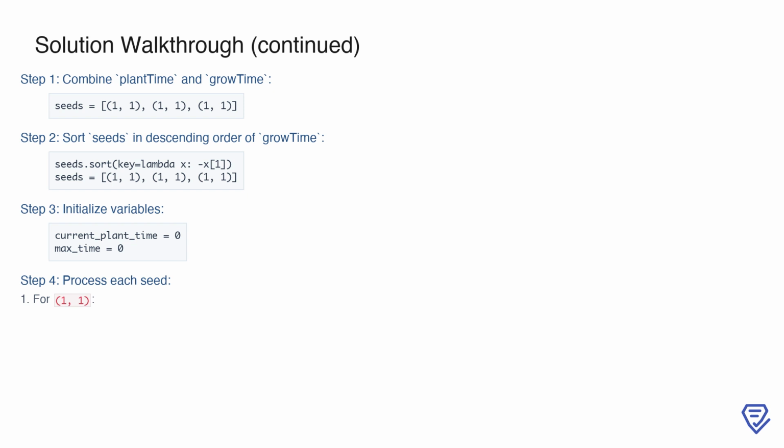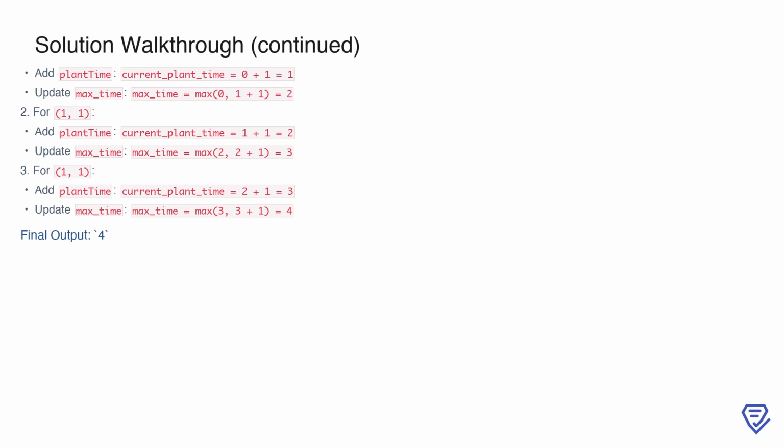Again, we initialize the current_plant_time and max_time variables to 0 and begin processing the seeds. For the first seed, 1, 1, we add the planting time to get current_plant_time of 1, and the bloom time updates max_time to 2. For the second seed, 1, 1, the cumulative planting time becomes 2, and the bloom time updates max_time to 3. Finally, for the last seed, 1, 1, the planting time increases to 3, and the bloom time updates max_time to 4. Since all seeds had identical planting and growing times, the overall earliest day of full bloom is 4.